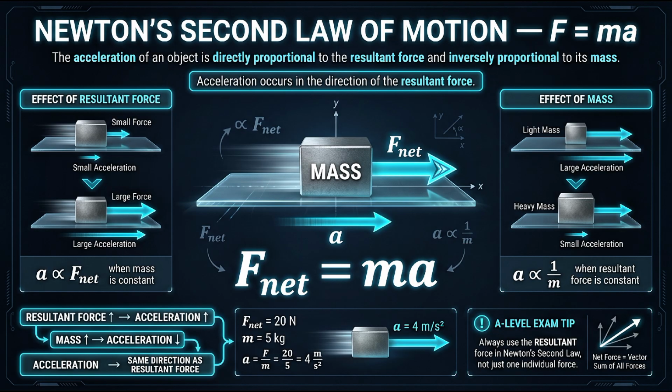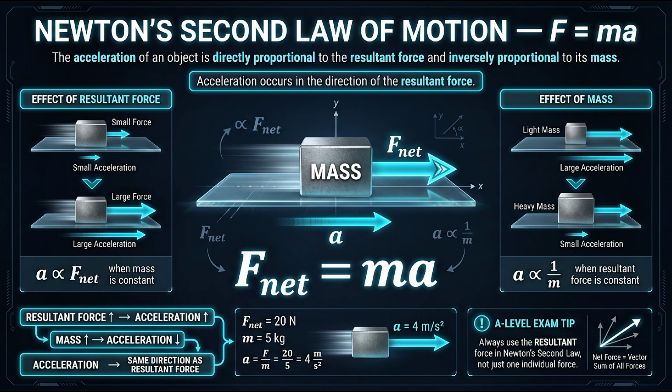The first important idea is the resultant force. An object can have several forces acting on it at the same time. These forces might include an applied force, friction, air resistance, tension, weight, or a normal reaction force. Because force is a vector quantity, both magnitude and direction must be considered when combining forces. The resultant force is the vector sum of all the forces acting on the object. Newton's second law must be applied to this resultant force, not simply to one individual force.